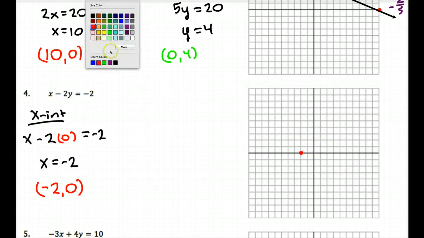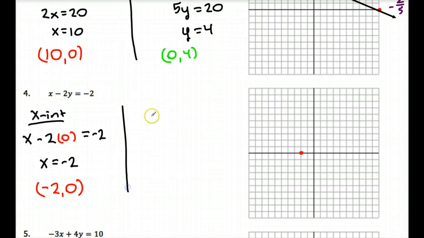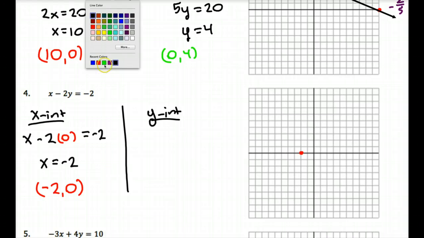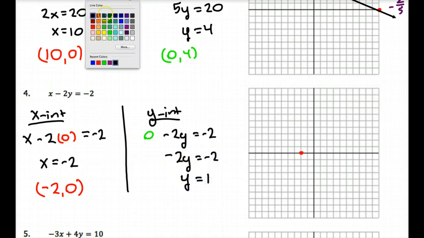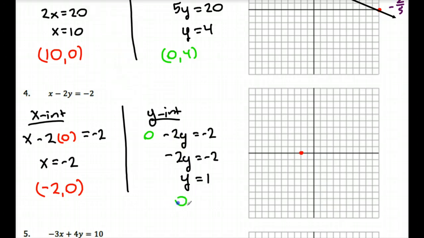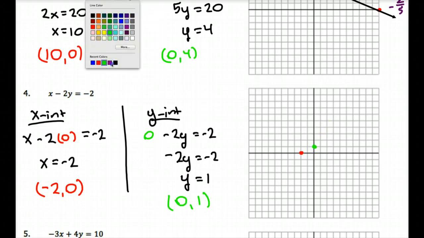And then for my y-intercept, I'm going to let x be equal to 0. So I'll have 0 minus 2y equals negative 2, which just gives me negative 2y equals negative 2. If I divide both sides by negative 2, I get y is equal to positive 1. So I get a whole number point for that one as well. So my y-intercept is at 0, 1. So now I know my line goes through those 2 points right there.